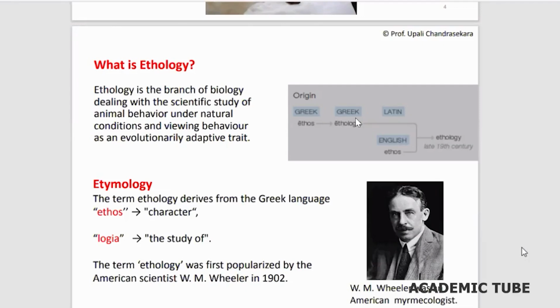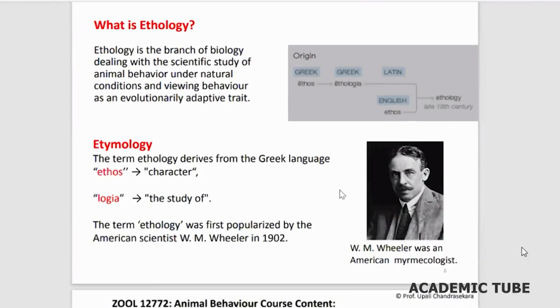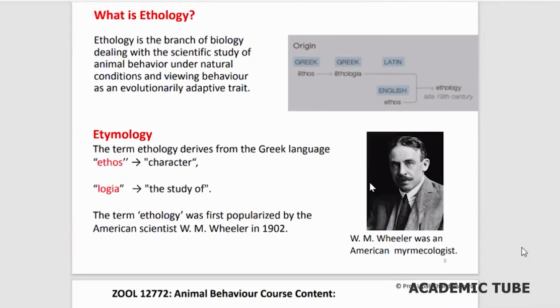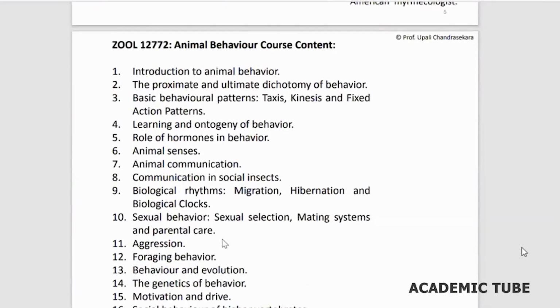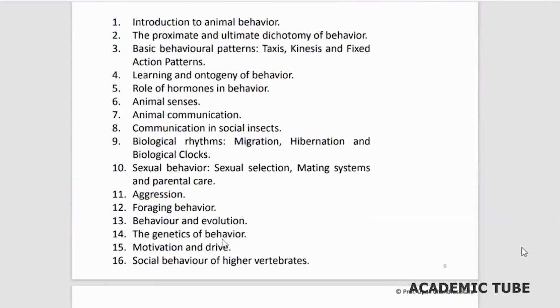So the first person to use this word in biology is Wheeler. He is an American myrmecologist. Now, a myrmecologist is a scientist who studies insects and spiders, etc. So I have very briefly given you the ethology course content in these slides. There is no point in describing these things at this time, right?